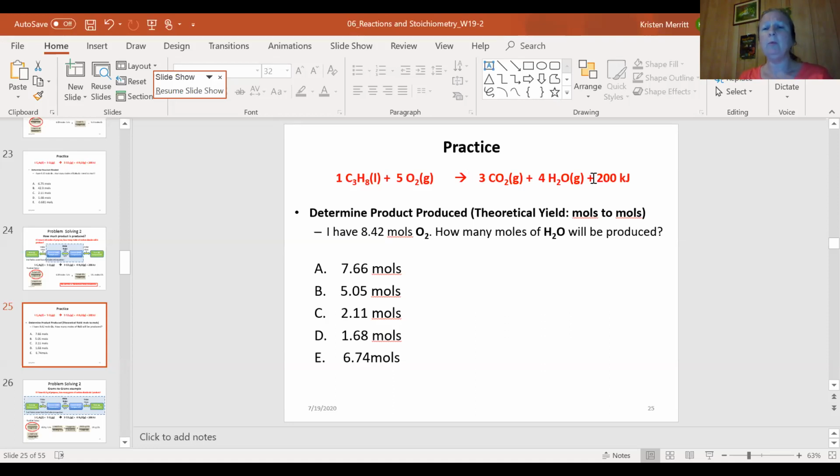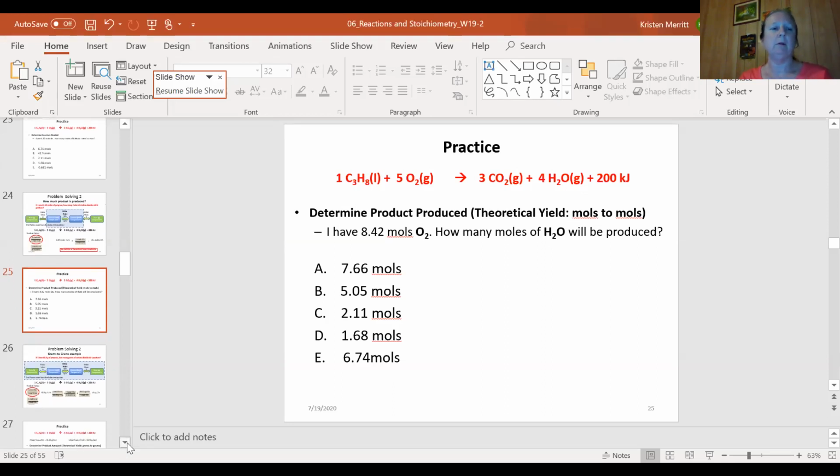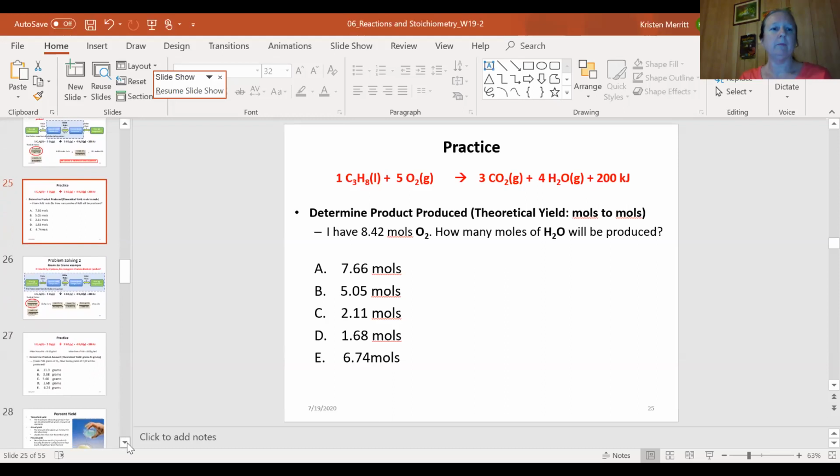But whenever we calculate the amount of product that should be made with a given amount of reactant, what we calculate is called the theoretical yield. And then we compare what we actually got to that to get a percent, a percent yield. But I'll get to that.